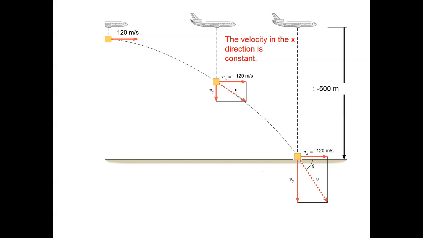Okay, so in our example here, our plane is traveling 120 meters per second to the right, and it's flying at a height of 500 meters. So that means the care package needs to be displaced by 500 meters in the y direction to hit the ground. So to solve this, we do exactly what we did with the helicopter problem that we did a week or so ago.